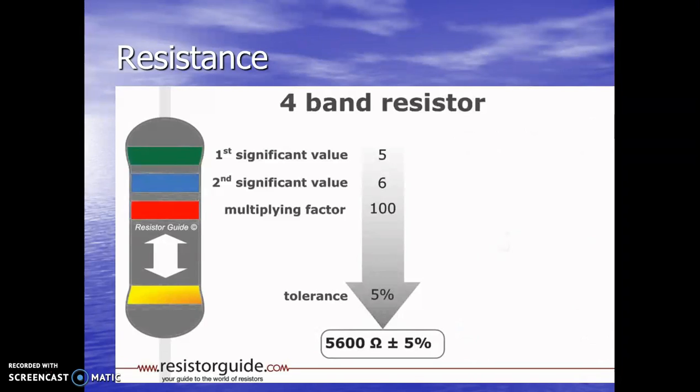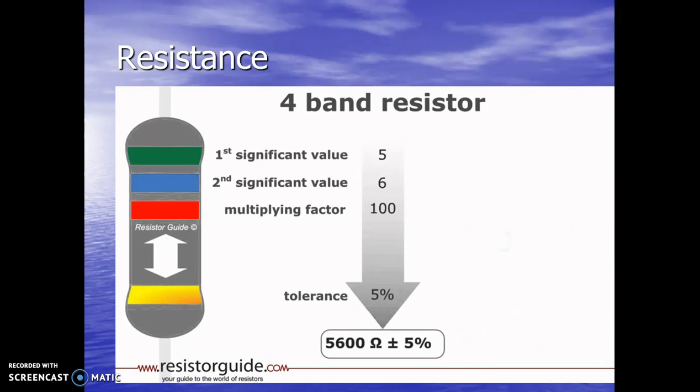Alright, this hopefully will illustrate better what I was talking about in the previous slide. So in a 4-band resistor, the first band is the first significant value. In this case, green gives the value 5. The second is the second significant value. In this case, blue, which gives us the value 6. And the third band is a multiplying factor. Red gives us a 100 value. And so now we have our value of our resistance, 5600 ohms.